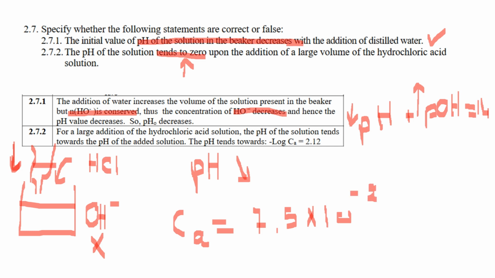So the pH should decrease until it arrives at a value equal to negative log of the concentration of the acid, which is negative log Ca. So this is equal to negative log of 7.5 times 10 power negative 2, which will give us 2.12. So the pH will decrease until it tends to not 0. This statement is wrong.